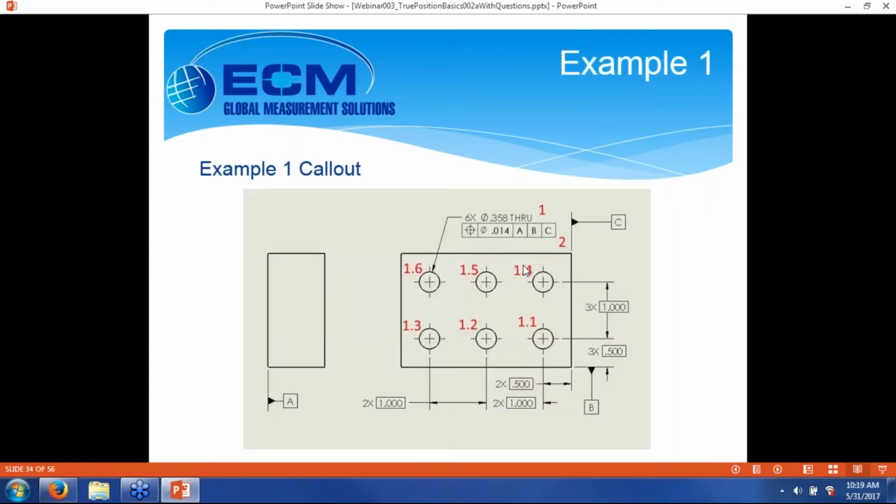Example 1, here's our callout. We've got this 6-hole pattern to a true position of 14 with respect to A, B, and C. A is the bottom of the block, B and C are the sides, long side and short side, respectively.